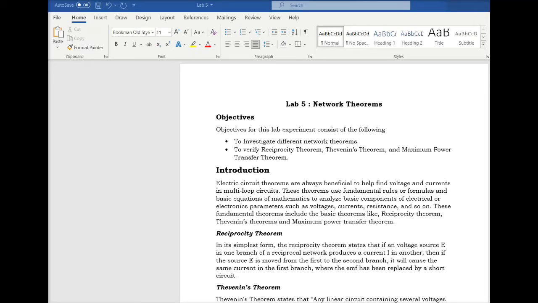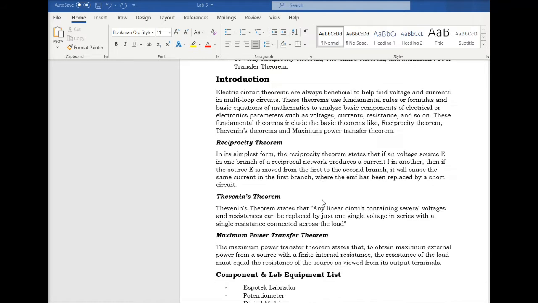So today, as you can see, we're going to learn about network theorems. Especially there are three theorems that I'm going to be talking about. One is reciprocity, one is Thevenin, and one is maximum power transfer. Maximum power transfer is something that we are going to do later on, but today we are going to focus on the reciprocity theorem and then Thevenin's theorem, okay? So what is the reciprocity theorem and what is Thevenin's theorem?